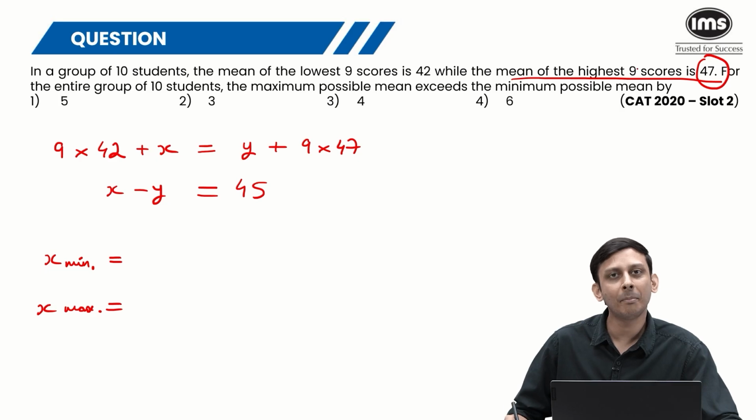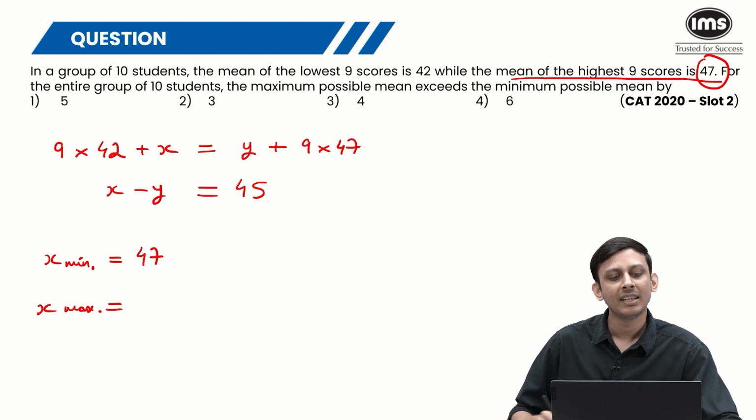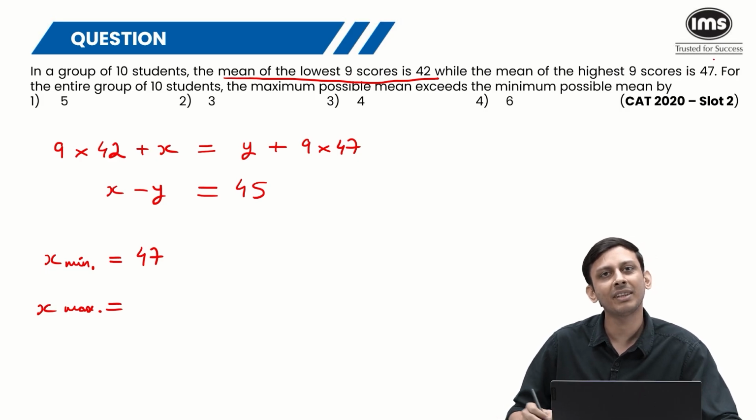Okay, so here the minimum value of x will be 47, which will basically happen when all the 9 highest scores, all of them are 47. In which case x will also be 47 and that is the smallest value that it can take. Now what about the maximum value of x? That we are not getting from this. So let's look at the other data given, which is that the mean of the lowest 9 is 42. So here let's think that, okay, this is related to y. Or we can now relate it to y because the other data we related it with x. So using this, we can say that 42 is the maximum possible value of y.